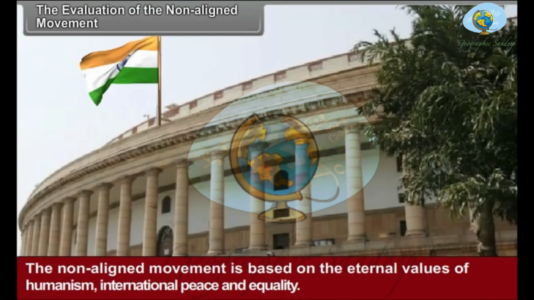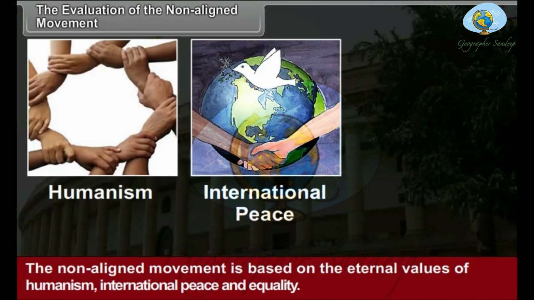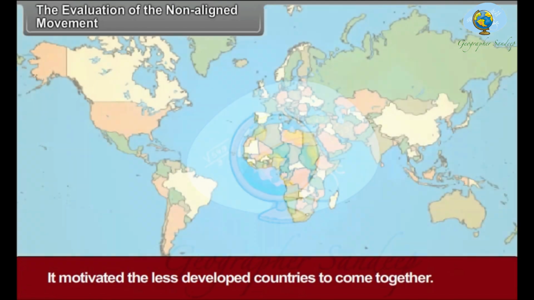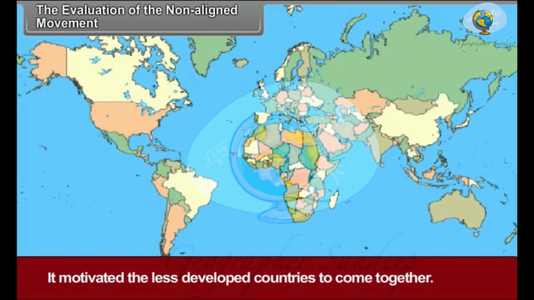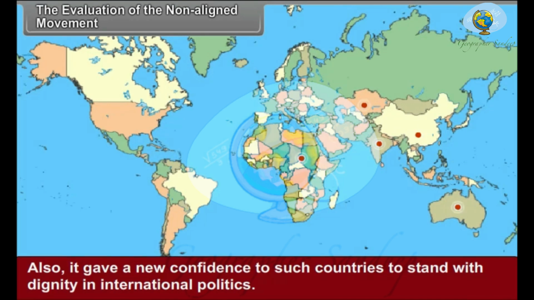The non-aligned movement is based on the eternal values of humanism, international peace, and equality. It motivated the less developed countries to come together. Also, it gave a new confidence to such countries to stand with dignity in international politics.